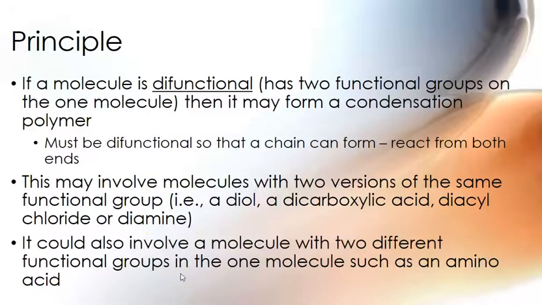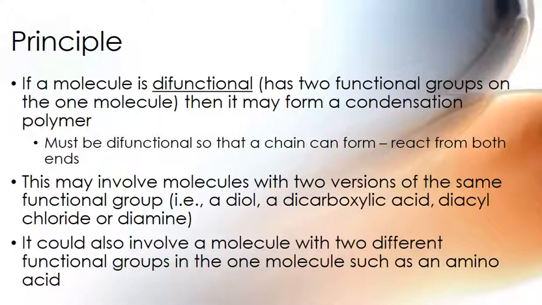Okay, so the principles to consider is first off that you need a difunctional molecule or molecules. So ones with functional groups on both ends. That's really important because if it only has one functional group, then once it's reacted, then it just makes a new molecule. But if it's got functional groups on both ends, then both ends can react and keep growing. So you can end up with a long chain forming.